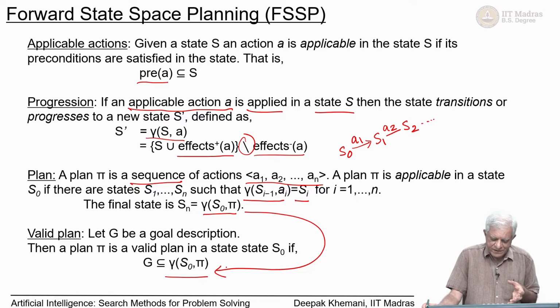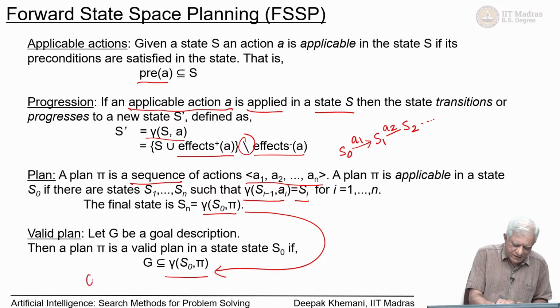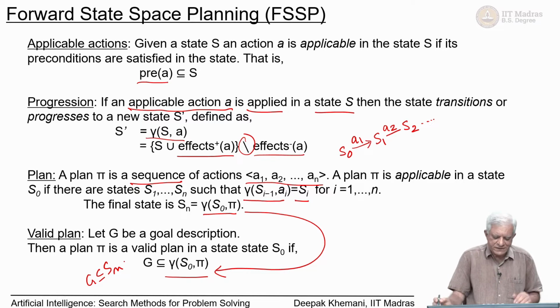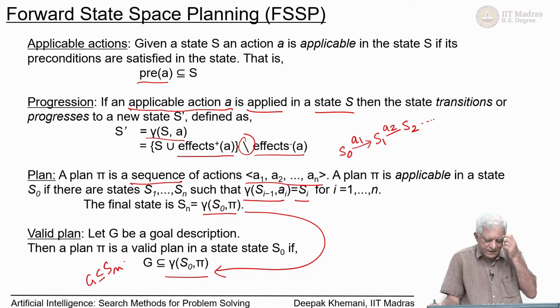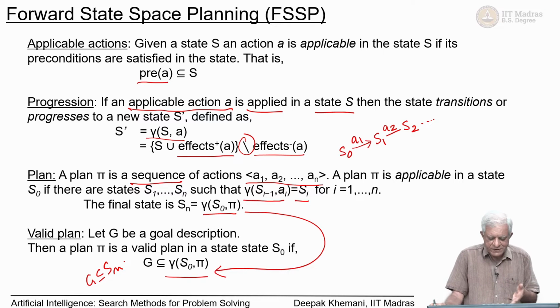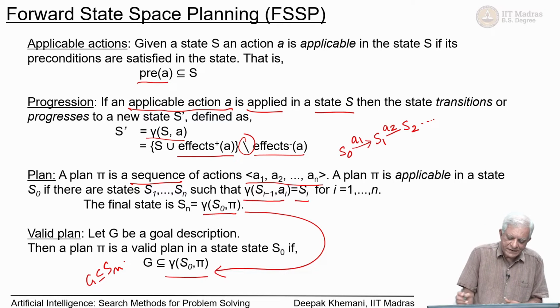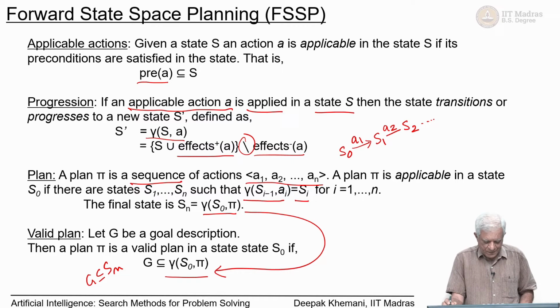If in that state, so remember Sn is the state. So, essentially what we are saying, G is a subset of Sn if there are n actions in the plan, which is equivalent to saying that G is a subset of gamma S0 pi, because we have said above that Sn is equal to that essentially. The final state is the state that results after all those actions in the plan have been applied. And if the goal description happens to be a subset of that, then we say that the plan is a valid plan.